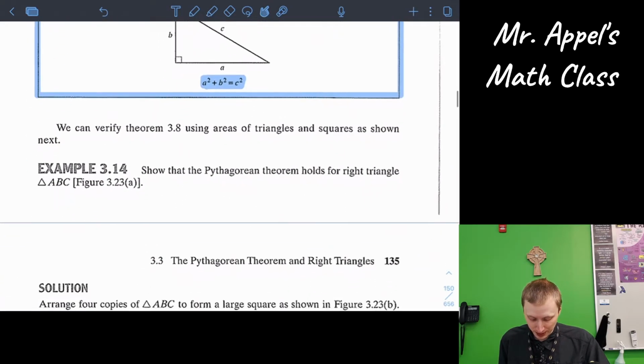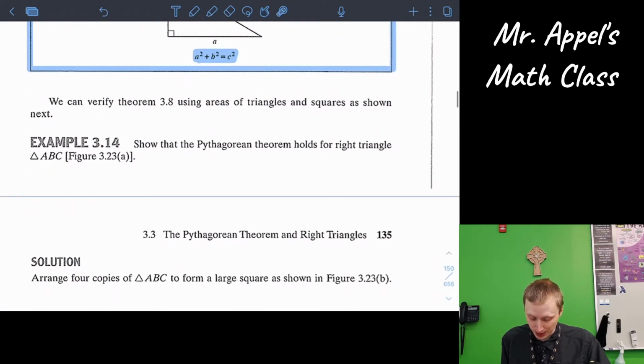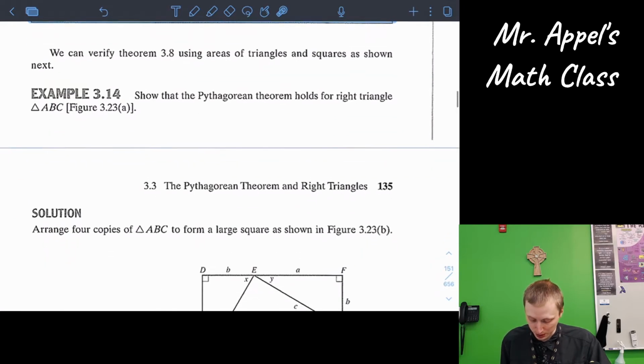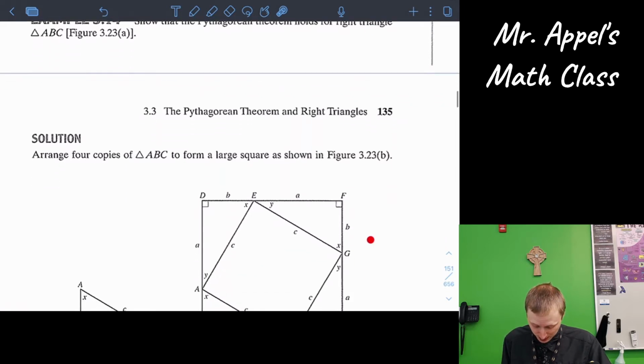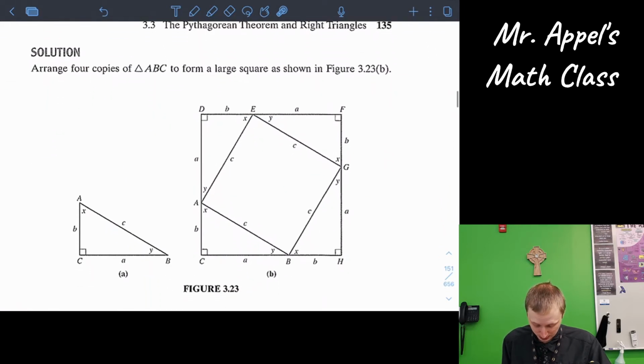We can verify Theorem 3.8 using areas of triangles and squares as shown next. So here is one possible proof for the Pythagorean Theorem. There are many available, some of which show up in the exercises to this section. So we're going to show that the Pythagorean Theorem holds true for right triangle ABC in figure 23A. So that would be down here. How do we do that?